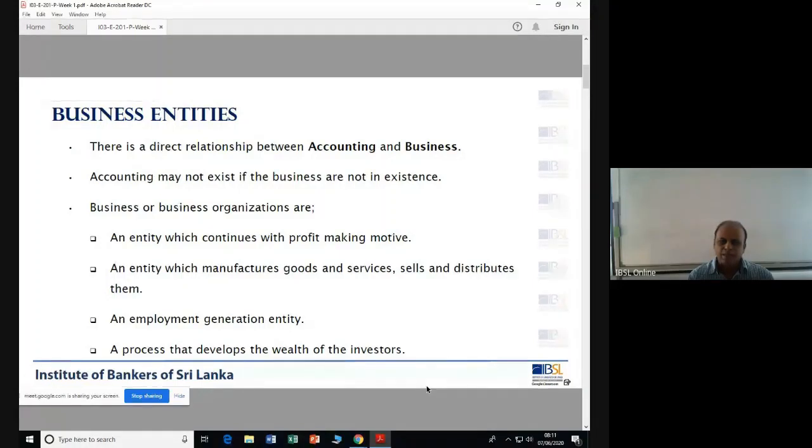And there could be organizations which manufacture goods and services and sell and distribute them. For example, let us think about Mass Holdings, where they manufacture garments, sell them, and also do distribution. So their business needs to be accounted for or evaluated for their business performance. Thirdly, we can also look at an employment generation entity, an entity which creates employment opportunities for society.